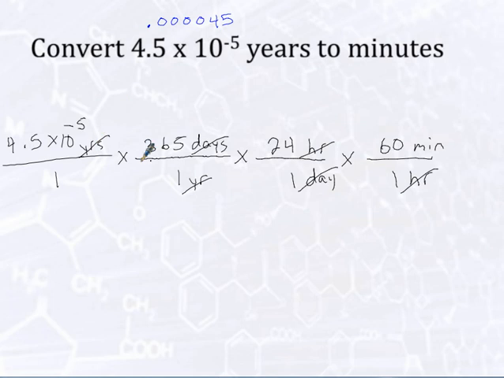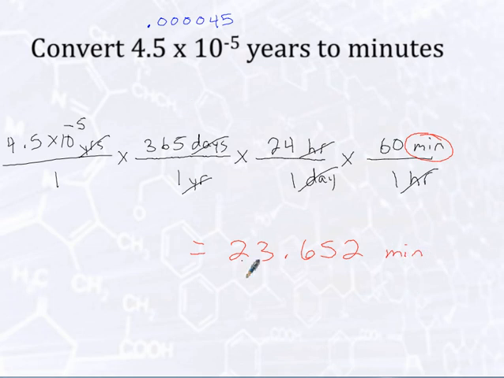Notice what I did. Years is in the numerator and denominator. Days is numerator and denominator. Hours was in the numerator, and then I put it in the denominator to cancel out, and I'm left with the unit I want right here, minutes. So to solve this question, I take 4.5 times 10 to the negative 5th, or 0.000045. I multiply it by 365, because it's in the numerator. I multiply it by 24, and I multiply it by 60. And if you do that in your calculator, it gives you 23.652 minutes.